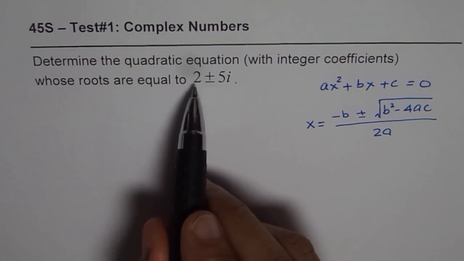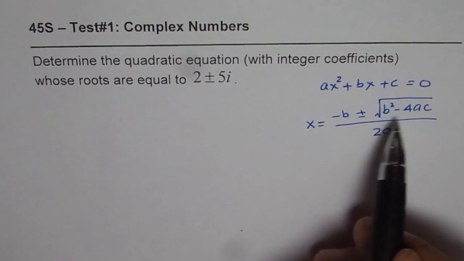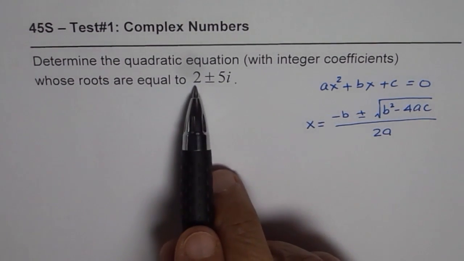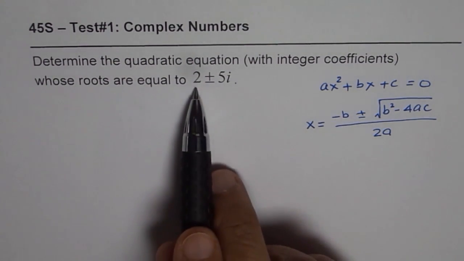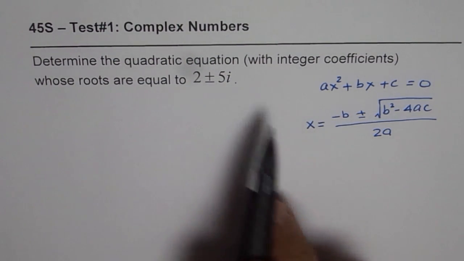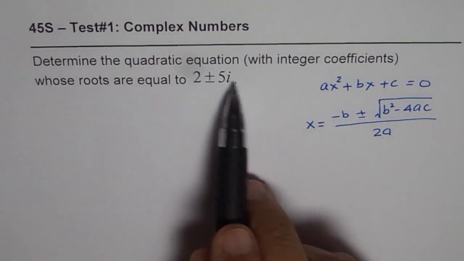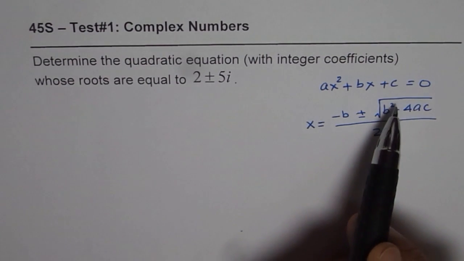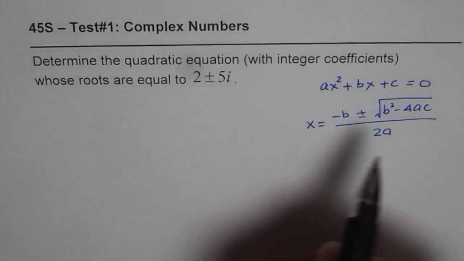In our case, what are we given? We are given 2 plus minus 5i as the solution. That means if you compare, 2 is the value of minus b divided by 1. That means 1 is the value for 2a, and 5i could be written in a square root form, and we know what b squared minus 4ac is, right? So we can then solve it.